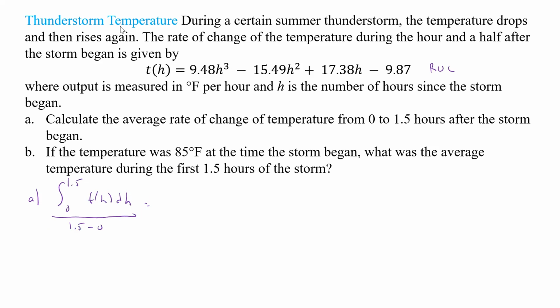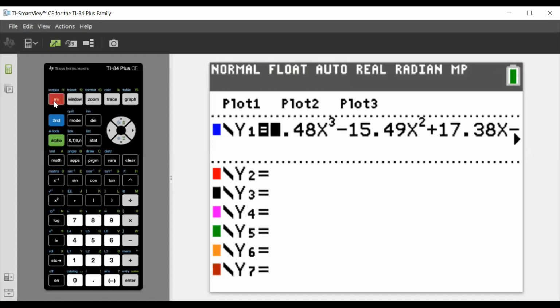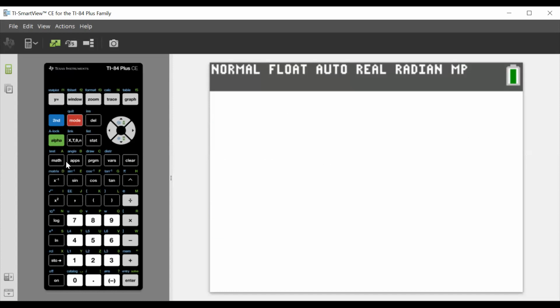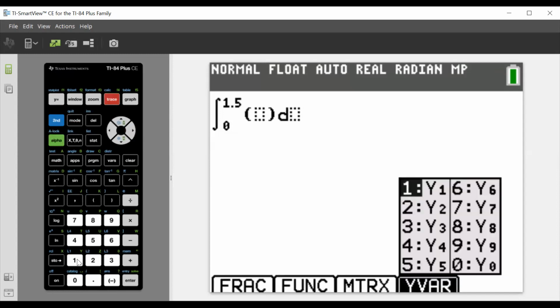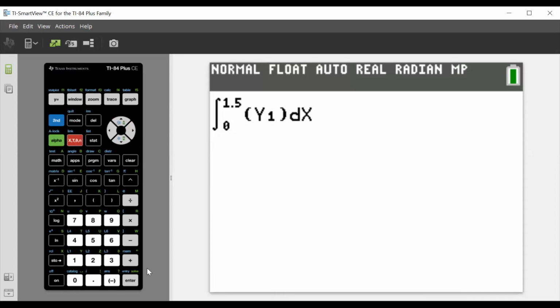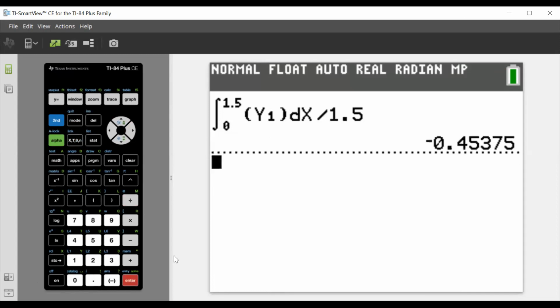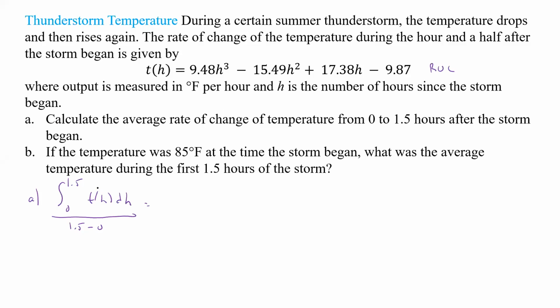So as usual, I've got our equation in here. What we can do is math 9, 0 to 1.5. This is in y1, and then we move it over to x. Then we divide by 1.5 minus 0, which is just 1.5. So we get negative 0.454, and that's going to be degrees Fahrenheit per hour.